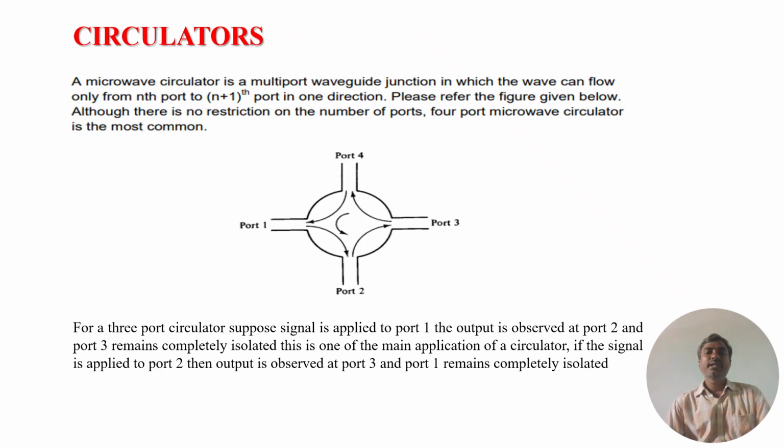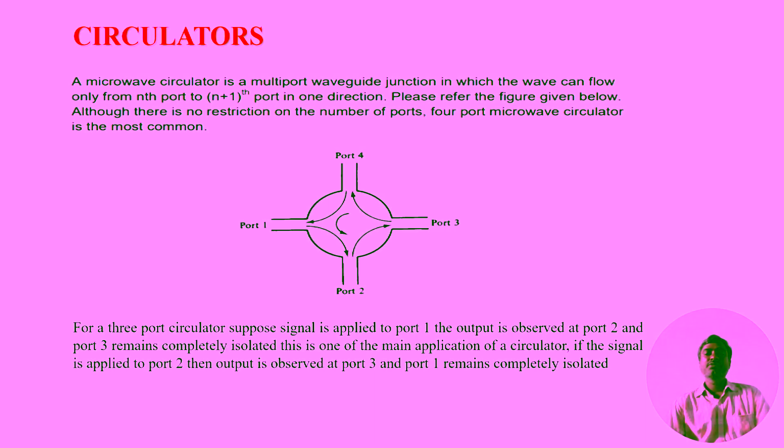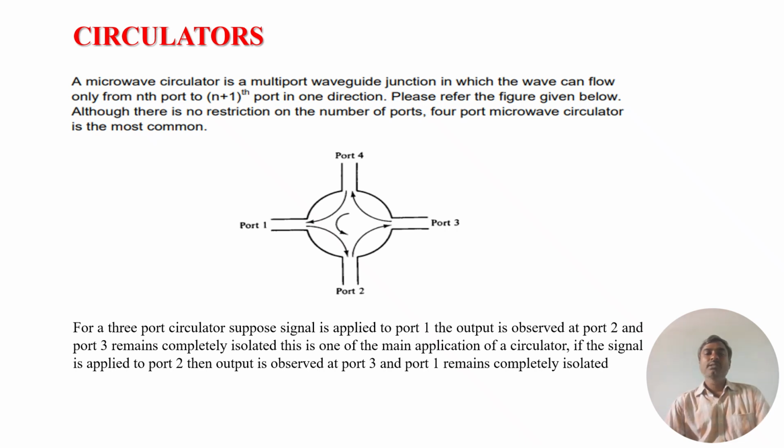A microwave circulator is a multi-port passive microwave device which will allow the signal to flow from the nth port to the n plus 1th port in only one direction, and it will not allow the signal to flow in the opposite direction. Although there is no restriction on the number of ports, the most commonly used circulators have 4 ports. For example, if we consider a 3-port circulator, whenever the signal is fed at port 1, we can get the output from port 2 only, and there is no output at port 3. So ports 1 and 3 are isolated ports.